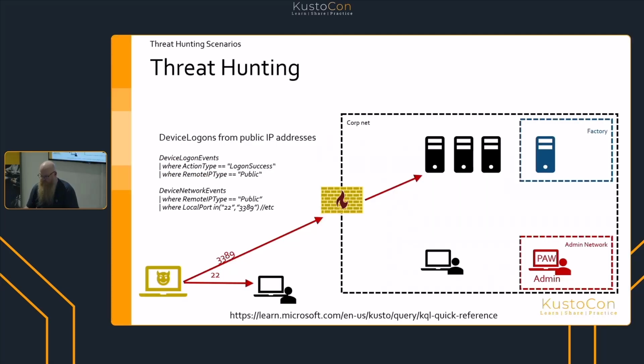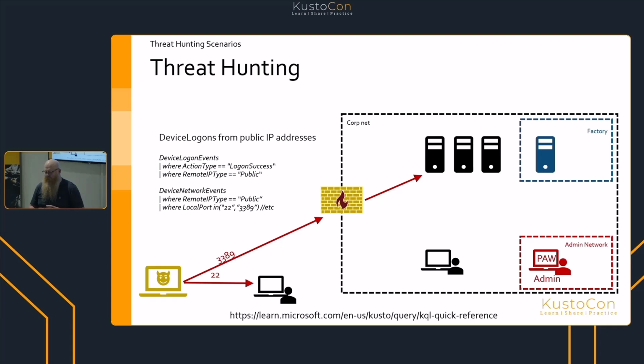Right, so let's get into a bit more of hunting. Depending on the sources that you have, and this session is more focused on Kusto than on specific tools, in this case we're using Microsoft Defender for Endpoint or Defender XDR. So we look for device logon events where action type is logon success. Sometimes attempted logons are interesting as well. And we want to look for where the remote type is public.